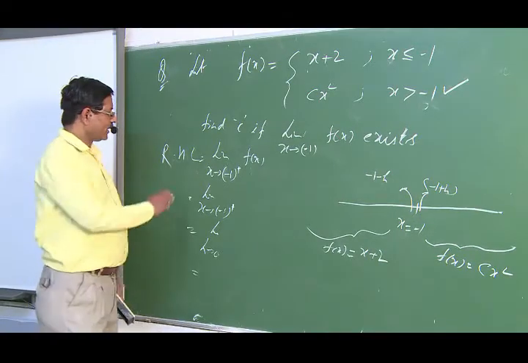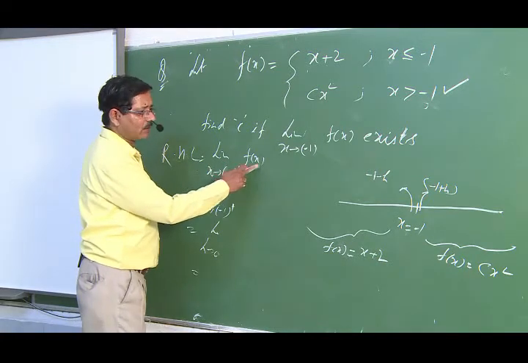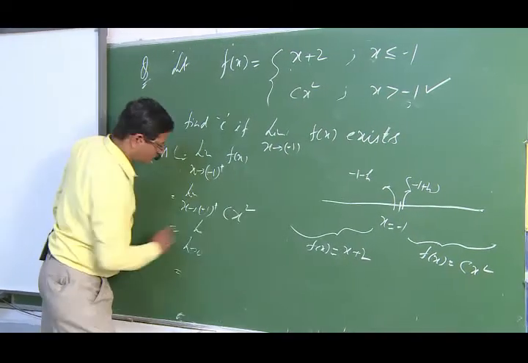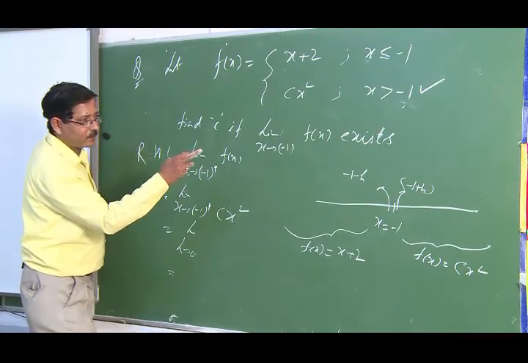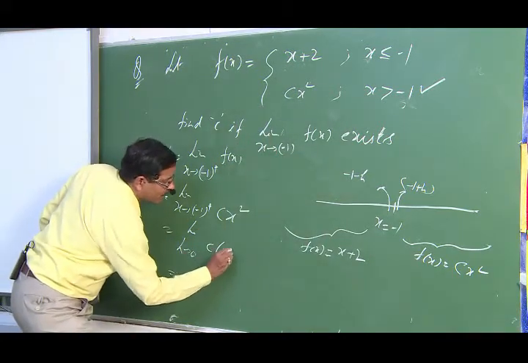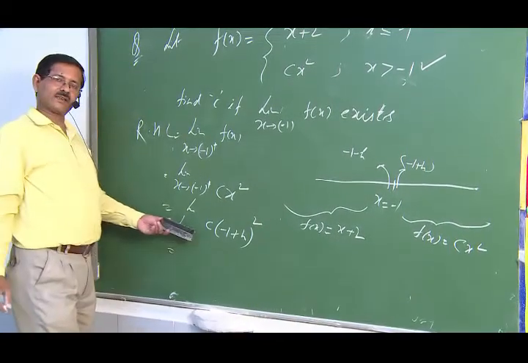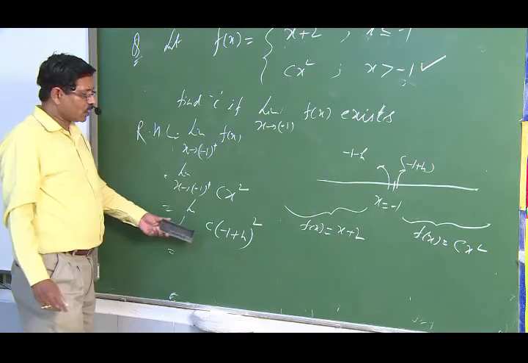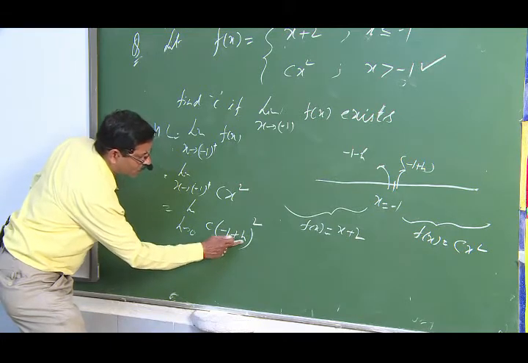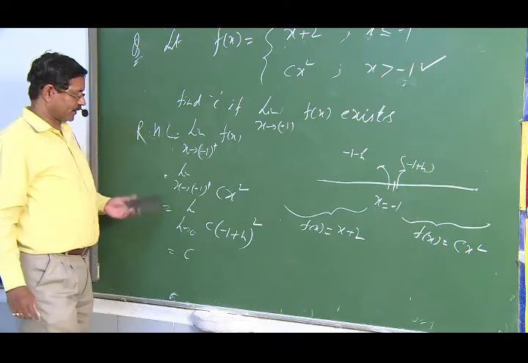Now for right hand limit, limit x tending to minus 1 plus f(x), the value of function on the right of minus 1 is cx square. Put the value of f(x) here, this is cx square. Now replace x with minus 1 plus h, which is on the right of minus 1. This is c times of minus 1 plus h whole square. Now check whether this is meaningless, that is 0 by 0 or not. So put h is equal to 0 here. You will get minus 1 plus 0 whole square, which is minus 1 whole square, 1, that is equal to c. So the value of right hand limit is c.